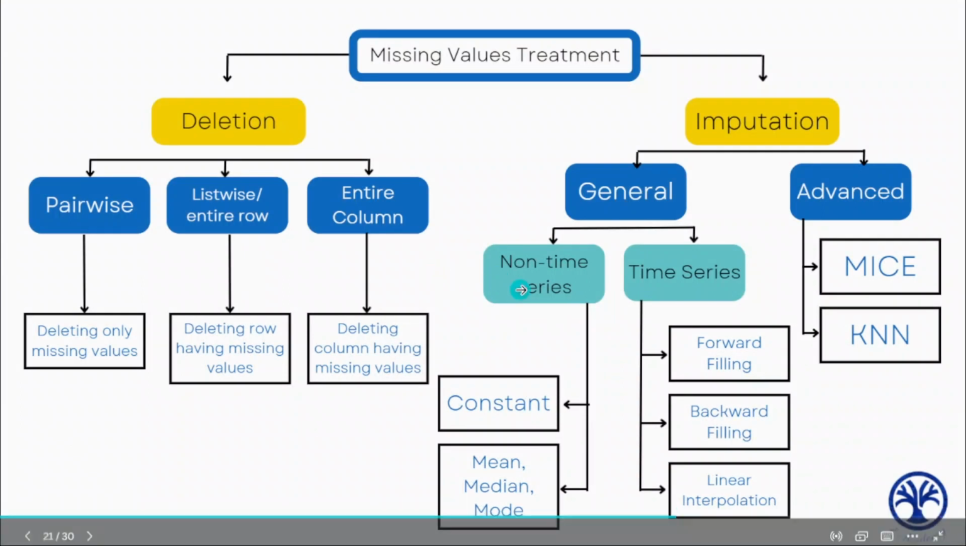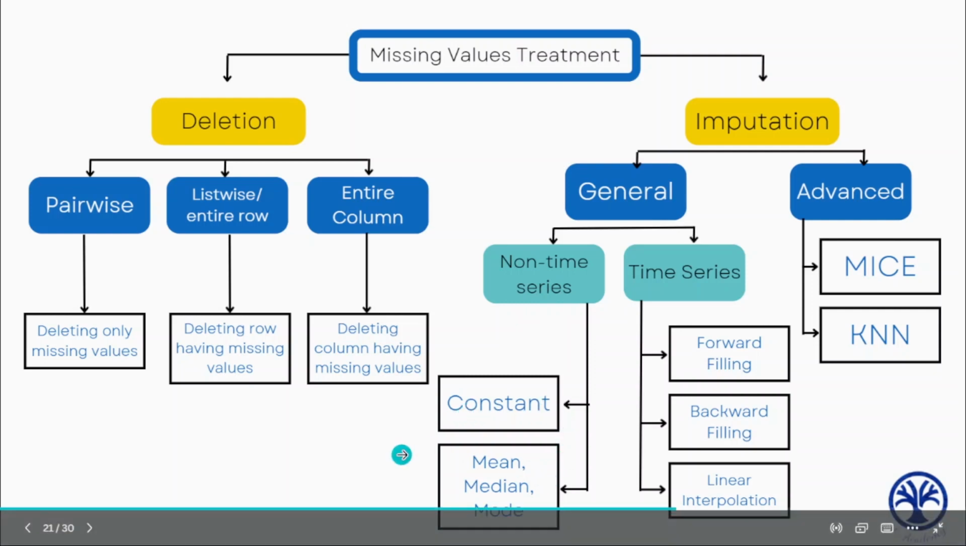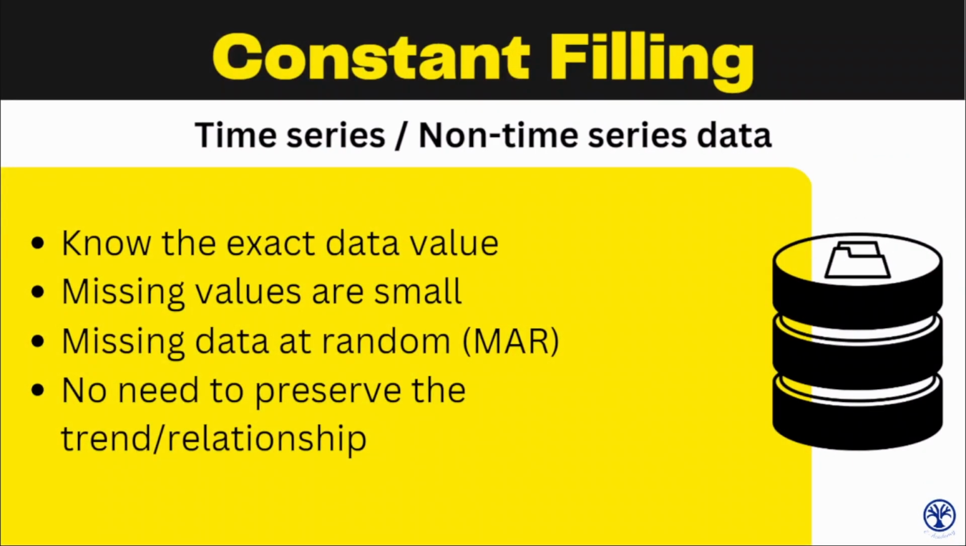In the last couple of videos we have covered the overview about deletion and imputation of different missing values, and in the last video we have seen how we can delete with the help of these three approaches in Python. Today, this video will be focusing on the approaches that we can use in non-time series data that has a focus on constant filling as well as the average filling, also known as mean, median, and mode filling. So let's look at the constant filling first.